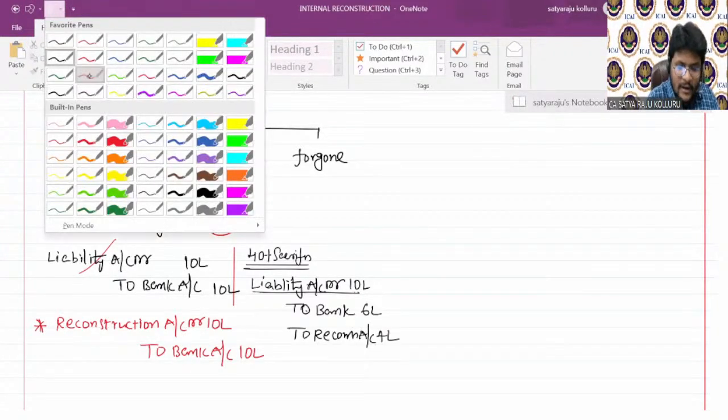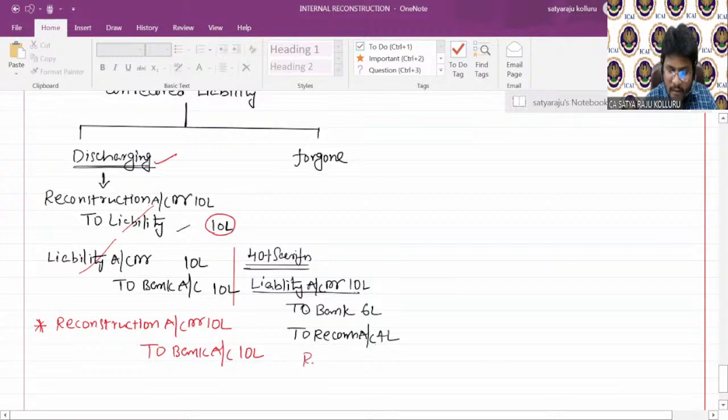Then what is the net journal entry? The net journal entry is reconstruction account debit. All of you please participate through the chat box, guys. Reconstruction account debit. After nullifying with 4 lakhs, how much balance is still there? 6 lakhs, to bank account, 6 lakhs.